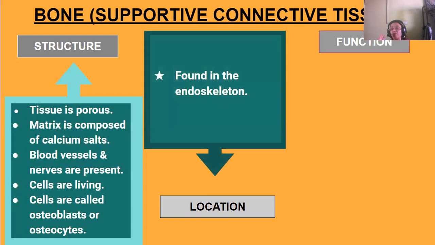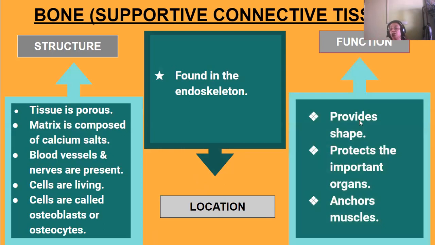Bone cells generally are found in the endoskeleton. The skeletal structure of our body, of any animal, is made up of bones. So it forms the endoskeleton. Now, what is the function of the bone cells or bone tissue?